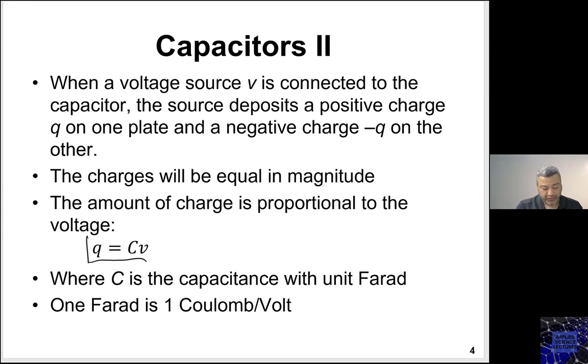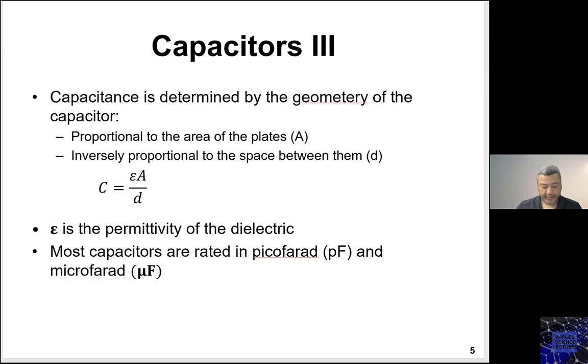So Q equals CV is the relationship between charge, capacitance, and voltage, where the capacitance has a unit of farad. If you manipulate this, you will see that the farad is 1 coulomb per volt. Okay, so Q equals CV. Q are the charges that are now stored in this capacitor, driven by the voltage difference across this capacitor.